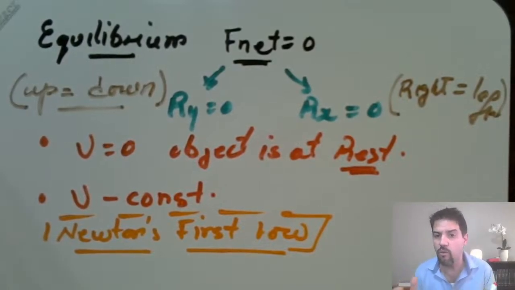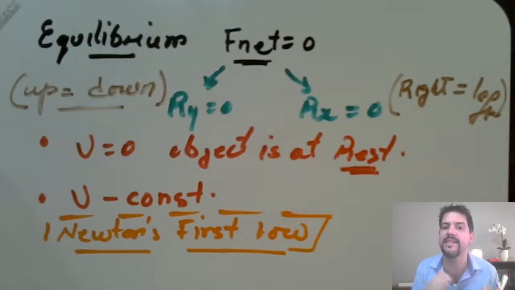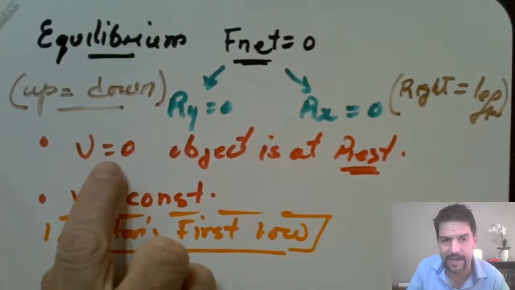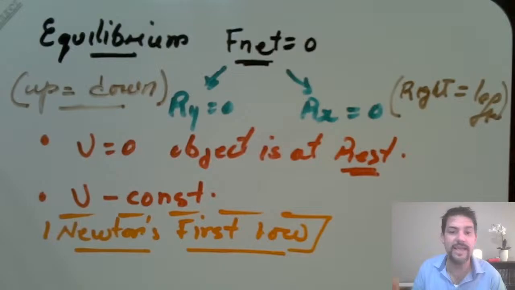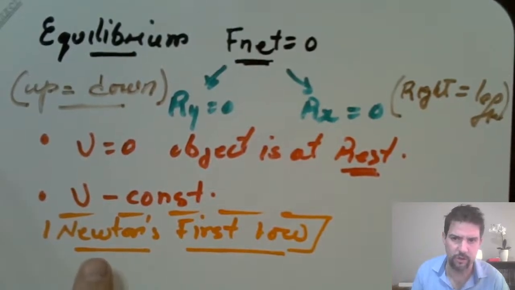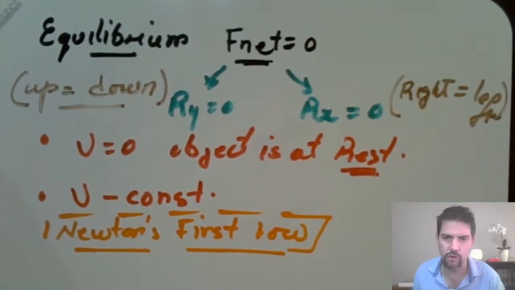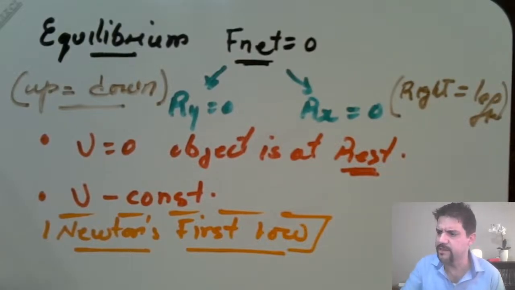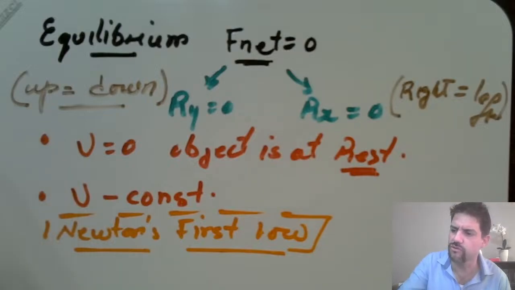So now how do we know that an object is in equilibrium? Because the object is either not moving or it is moving, but with constant velocity. And that's what we call Newton's first law. So this is like a summary to begin. Now I think we are ready to start with the question.